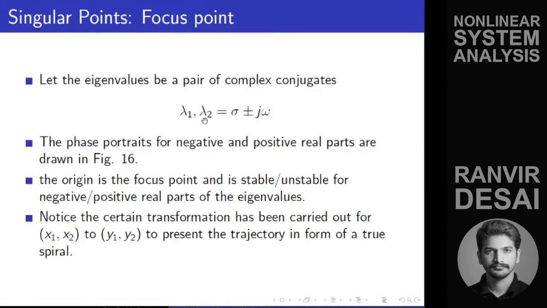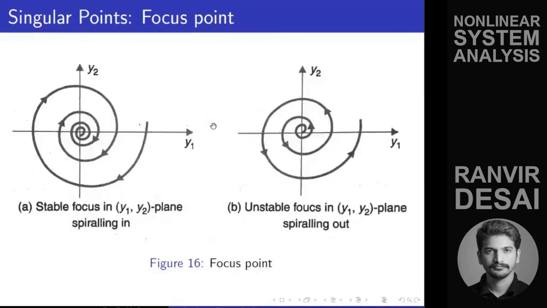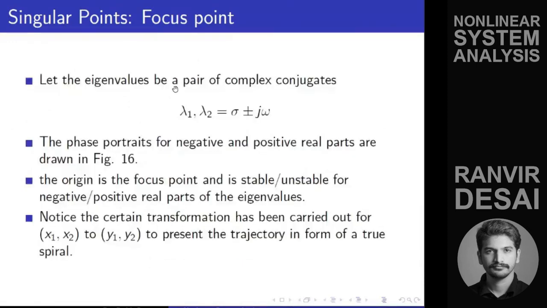Okay, so you write down this. If lambda 1 lambda 2 is sigma plus j omega, if sigma is negative, then it will give us a graph like this. Now draw this in y1 y2 plane, because a certain transformation has been carried out, transforming x1 x2 to y1 y2 to represent the trajectory in the form of a true spiral.